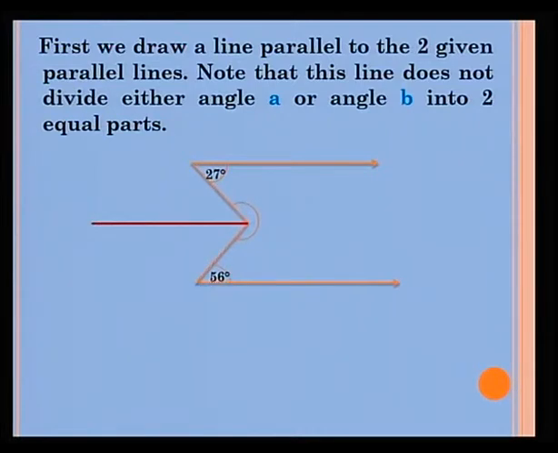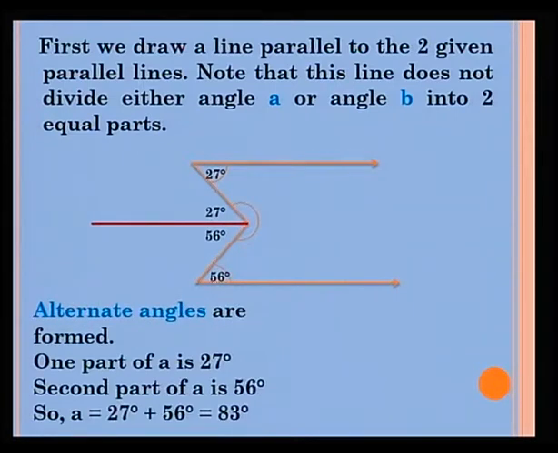Alternate angles are formed. So the value of A will be the sum of 27 degrees plus 56 degrees, which will give us 83 degrees.